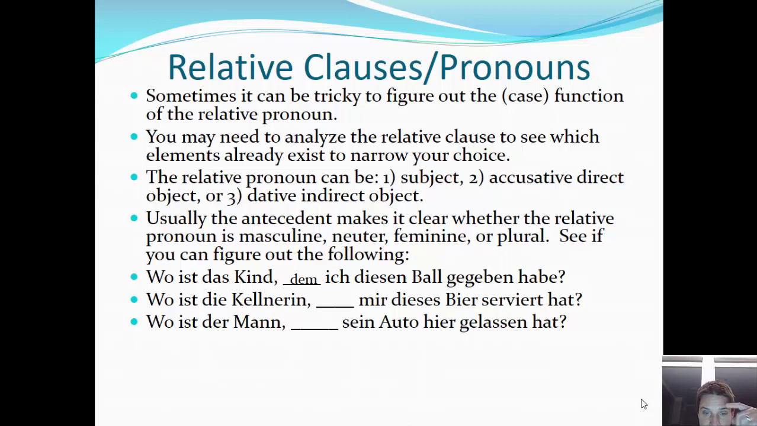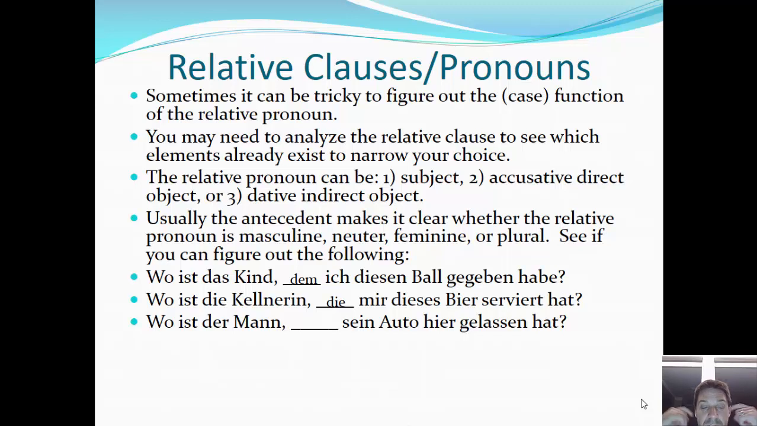So first one, dem. Dem ich diesen Ball gegeben habe. Why is it this? Well, in this clause, ich is already there, right? Ich is a nominative pronoun, so the nominative is already accounted for. So it can't be nominative, which would be das. Then we have diesen Ball. Ball is masculine, and right now diesen is acting in the accusative. It's the direct object, so it cannot be accusative. It can't be nominative, it can't be accusative, so therefore it needs to be dative.